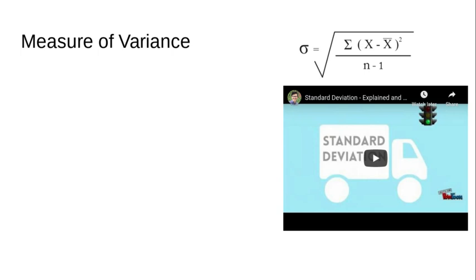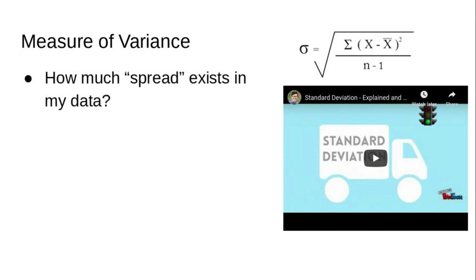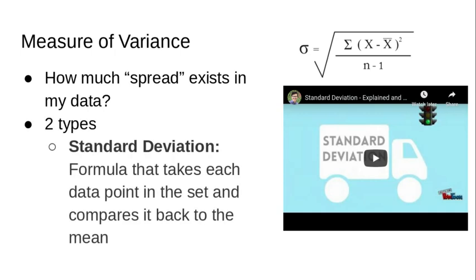So our last section here relies on measures of variance. And so find measure of variance or variability, I think is what your notes say. And really the question that these calculations seek to answer is how much spread exists in my data? Are the data points all over the place, or are they clustered around certain values? And so for this, we're going to look at 2 calculations. And the first one is called the standard deviation.